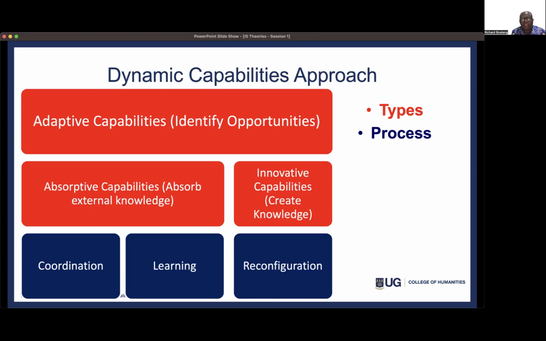There are four capabilities needed. Adaptive capabilities for you to identify opportunities, absorptive capabilities for you to absorb new and external knowledge, and then innovative capabilities to create new knowledge in this scenario. So what we see is that for it to happen, you need certain dimensions that can guide coordination, learning, and reconfiguration. These things come together to point out what we call the dynamic capabilities framework or approach of getting this done.